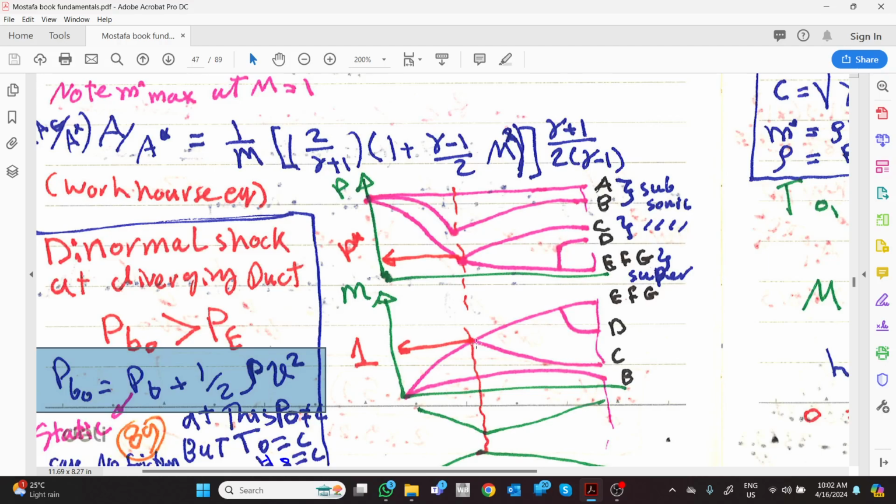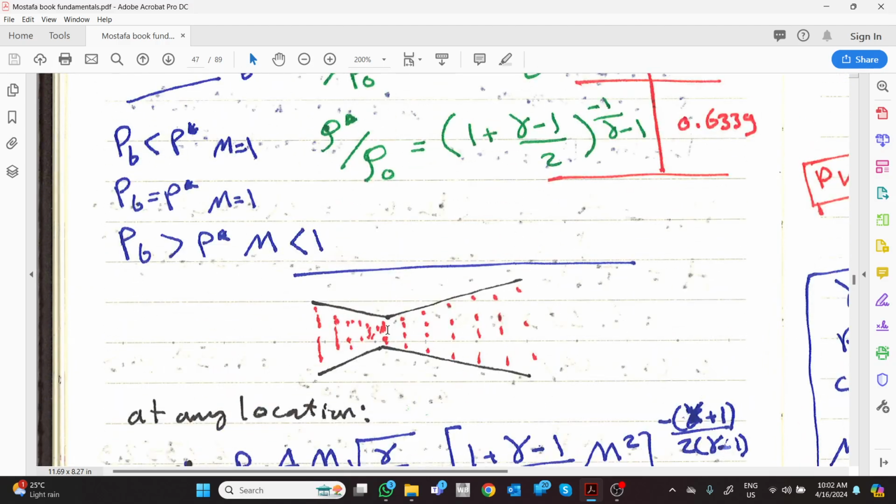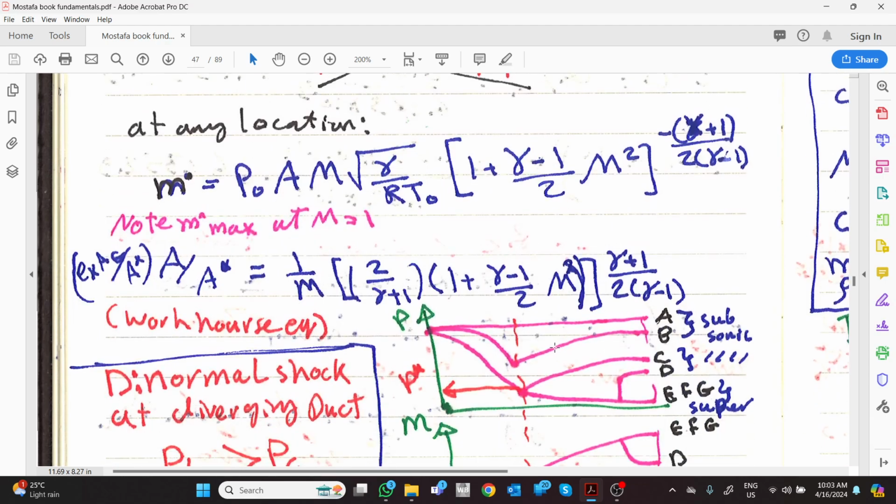Why did it reach Mach number 1? Because the back pressure is low enough to reach sonic conditions at the throat. But still, it is not low enough to continue in supersonic.